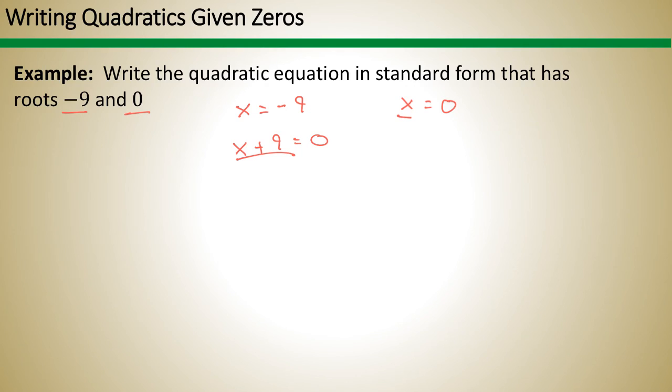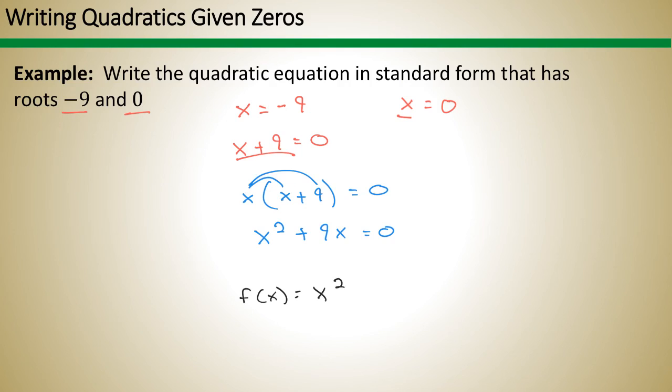So I have x times x plus 9 equal to 0. Multiply those together. x times x is x squared. x times 9 is positive 9x. And then my function is f of x is x squared plus 9x.